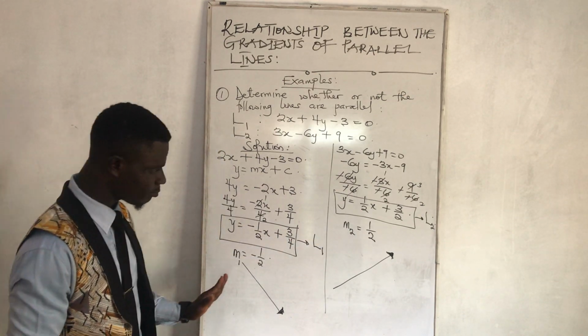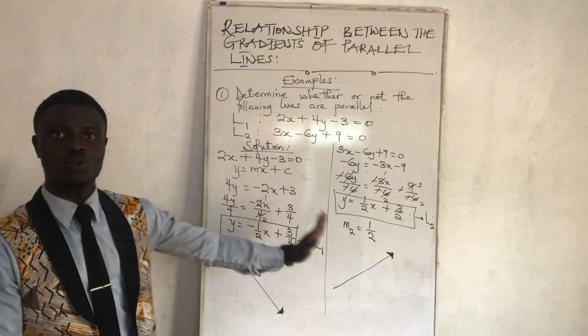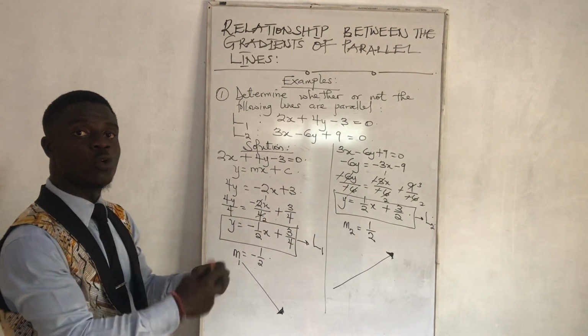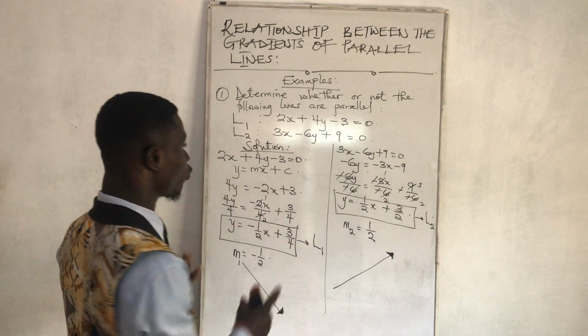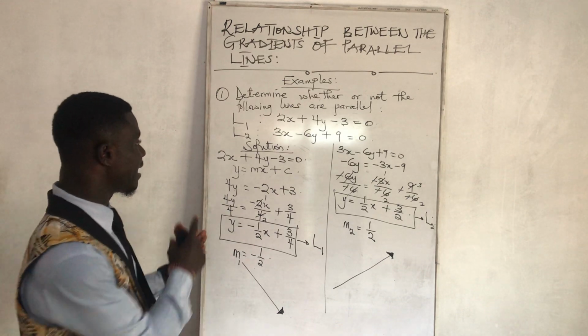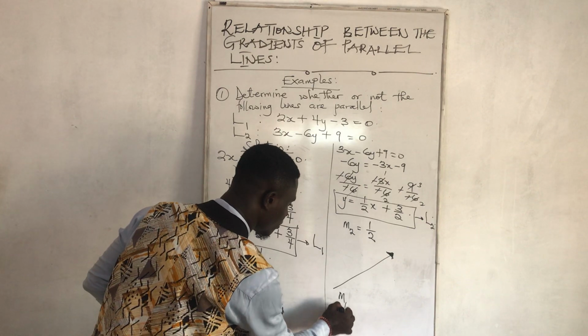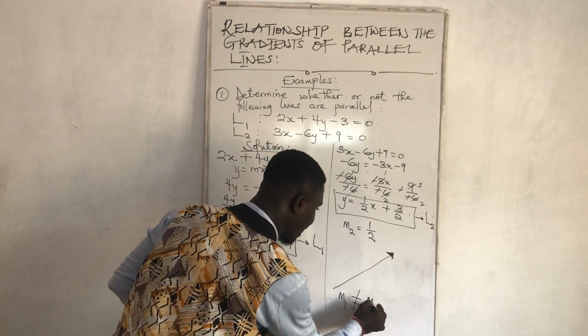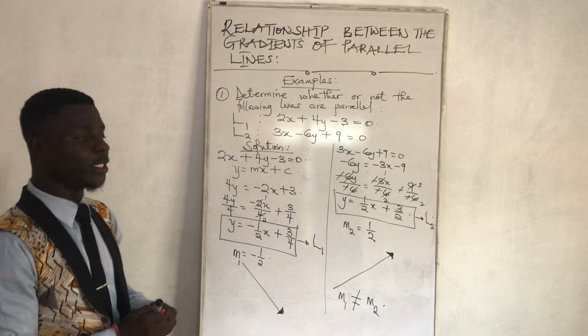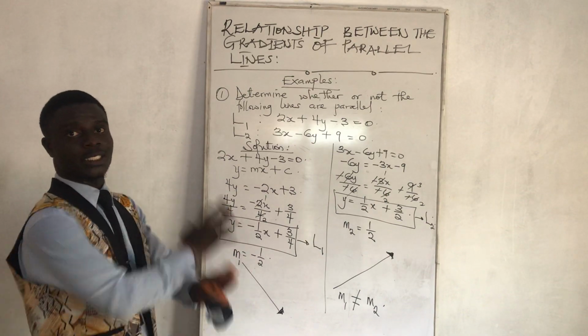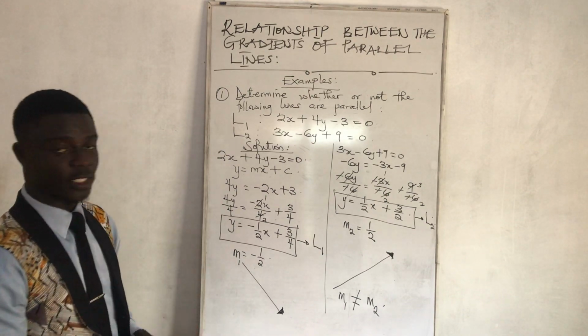Since the gradients are not the same, we conclude that they are not parallel. Since their gradients are not the same, M1 is not equal to M2. So we conclude that they are not parallel. So kindly watch it very carefully.